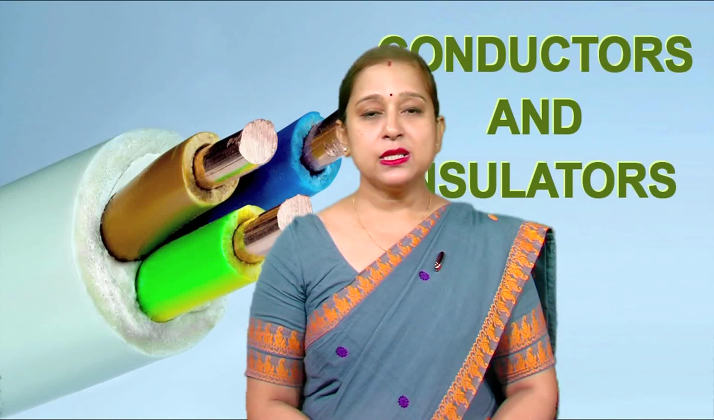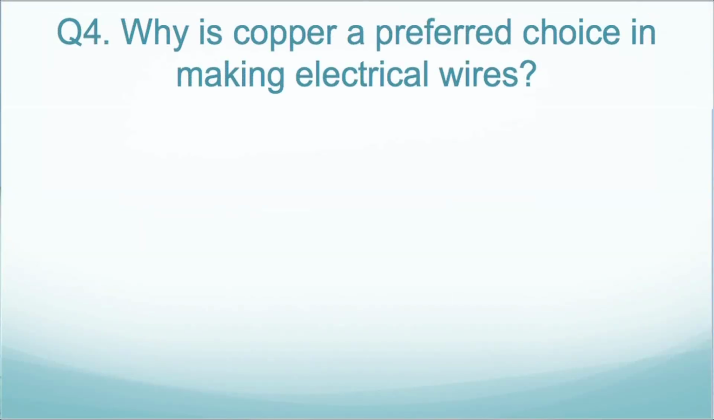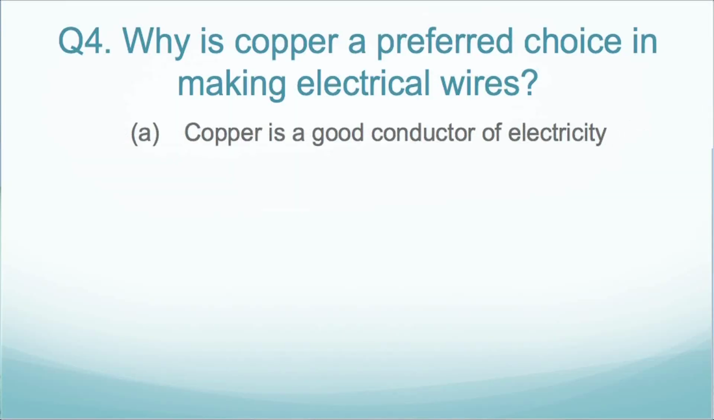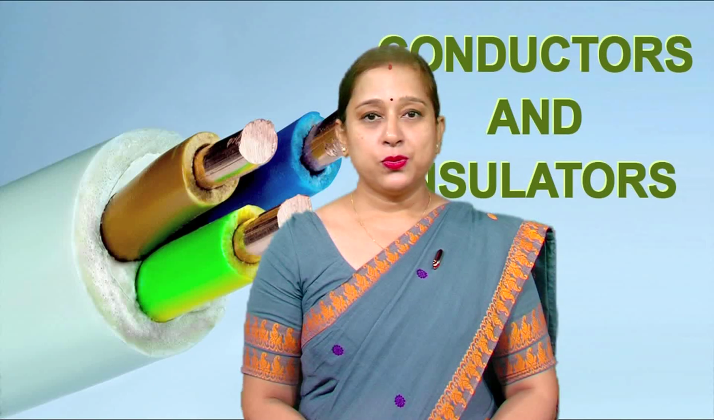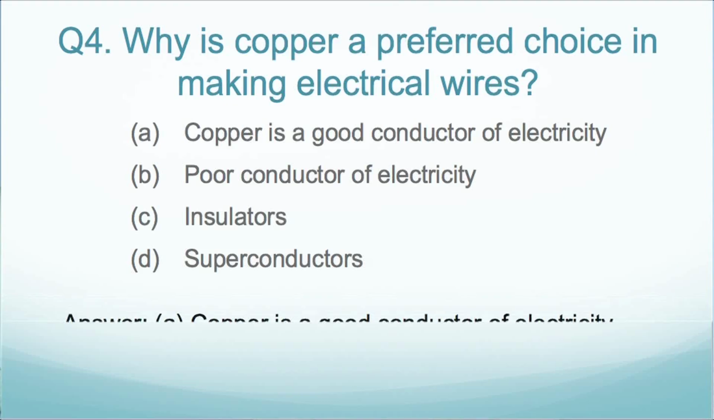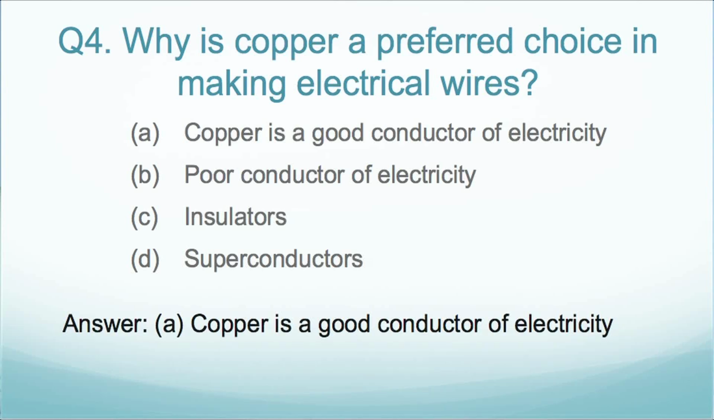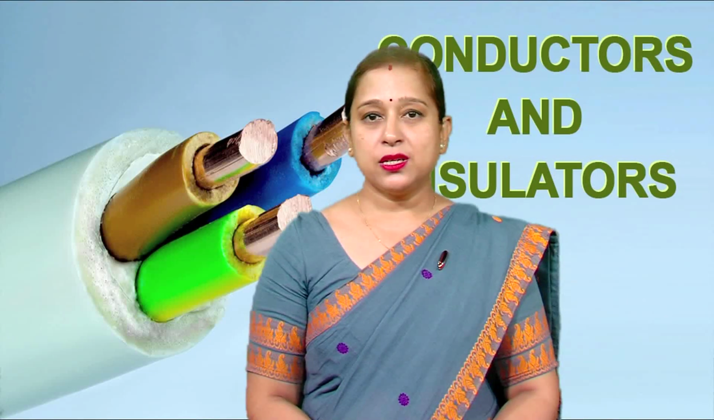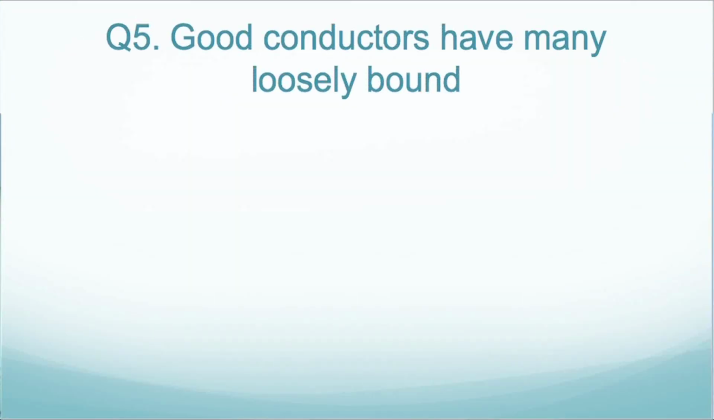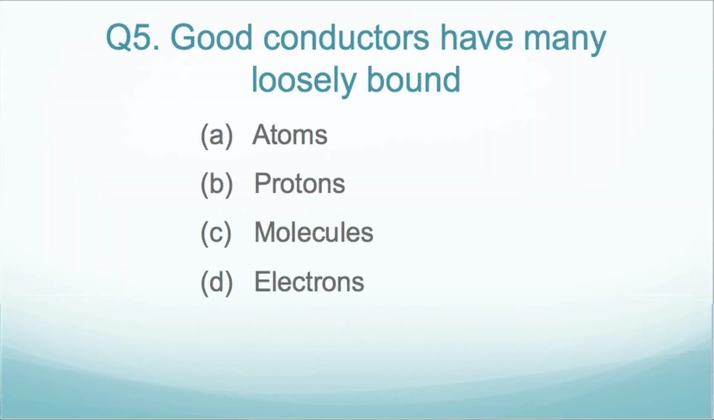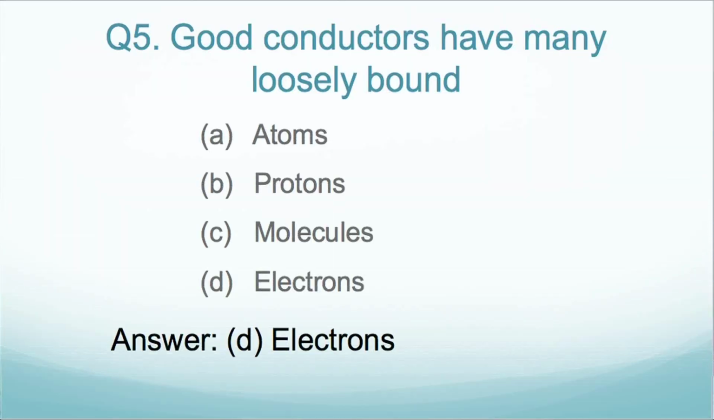Our fourth question is, why is copper a preferred choice in making electrical wires? Options are: copper is a good conductor of electricity, it is a poor conductor of electricity, it is a good insulator, it is a good superconductor. So the answer is, copper is a very good conductor of electricity. Our last question in the conductor part is, good conductors have many loosely bound: atoms, protons, molecules, electrons. The answer is electrons.